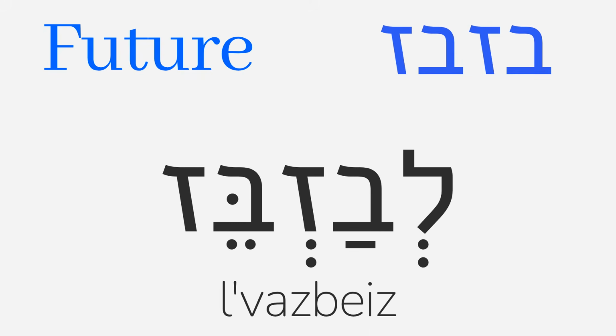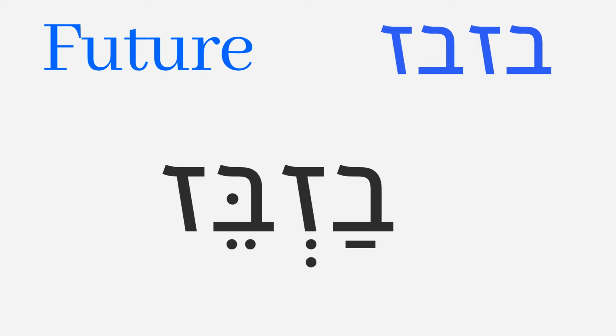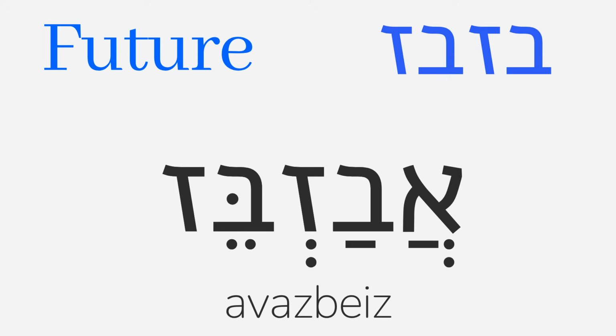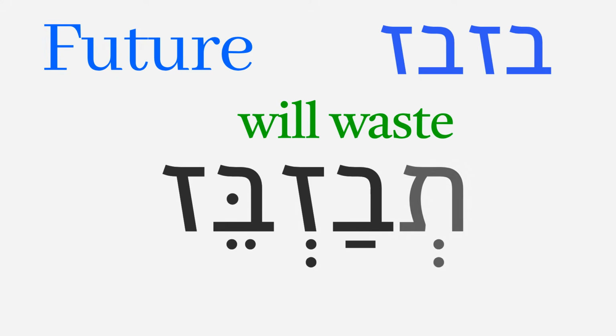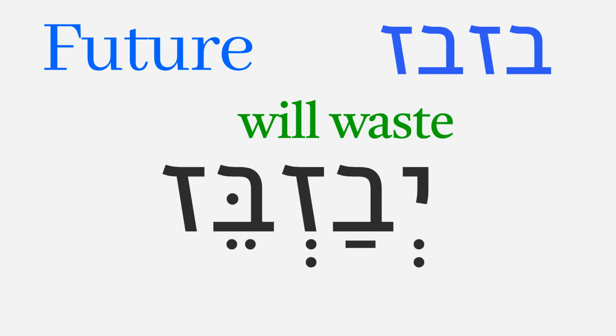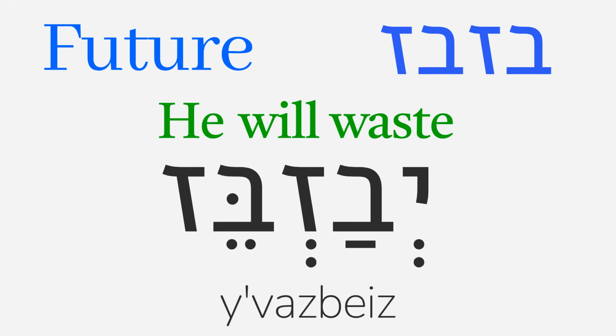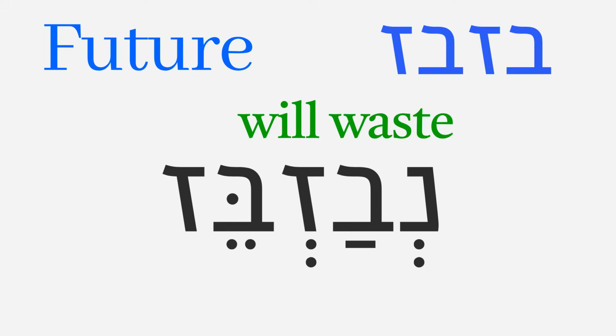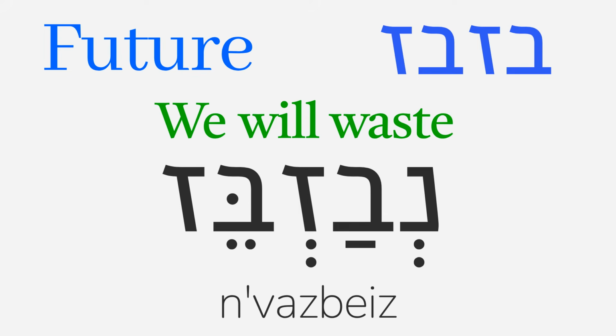The PL future tense can usually be made by taking the root letters with the same vowels they have in the infinitive. This pattern is the same for both 3 and 4 root letters. Let's see the future tense of lavaz bez, to waste. We take vazbez and add an a prefix to make avazbez, I will waste, a t prefix to make tavazbez, you will waste masculine singular or she will waste, a ya prefix to make yavazbez, he will waste, and a na prefix to make navazbez, we will waste.